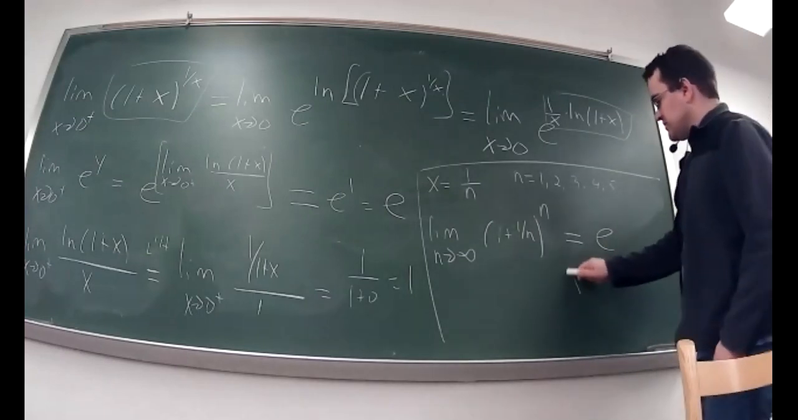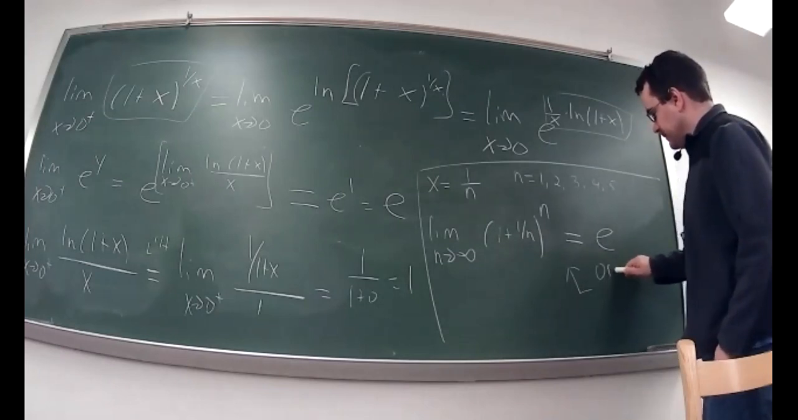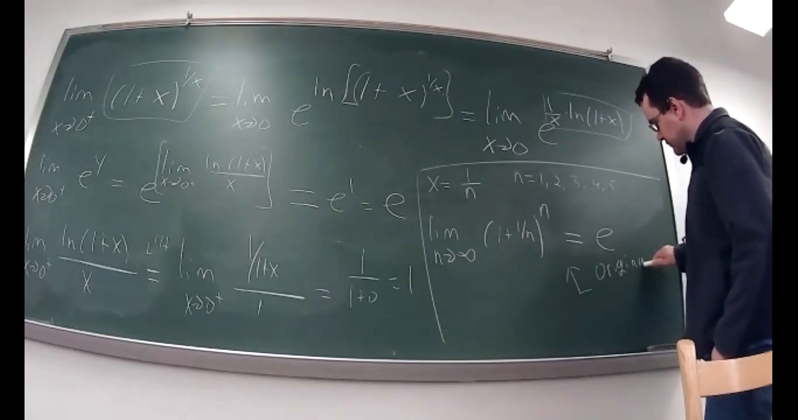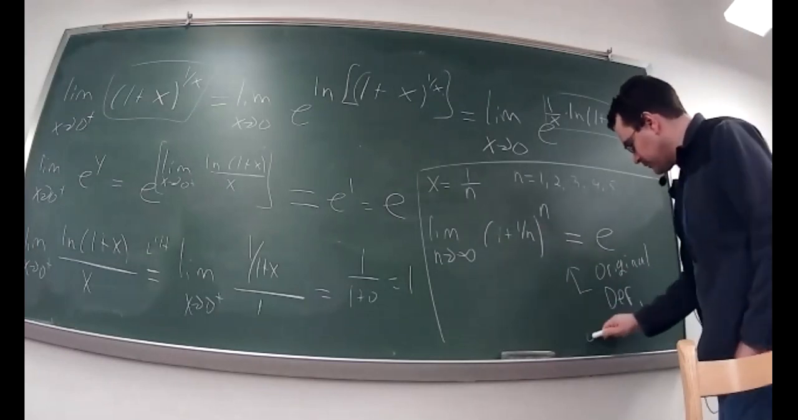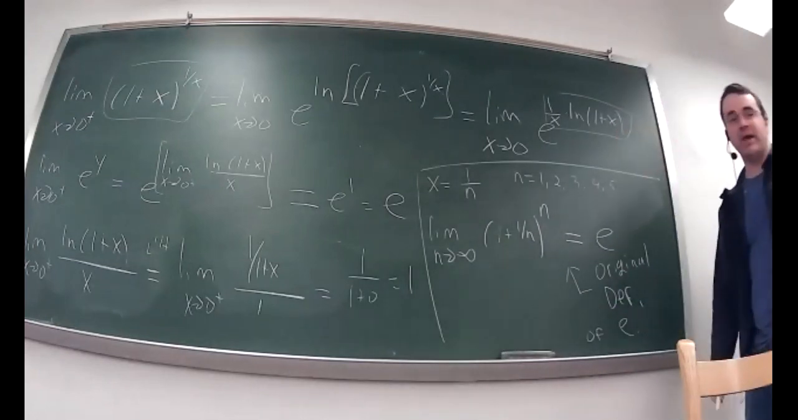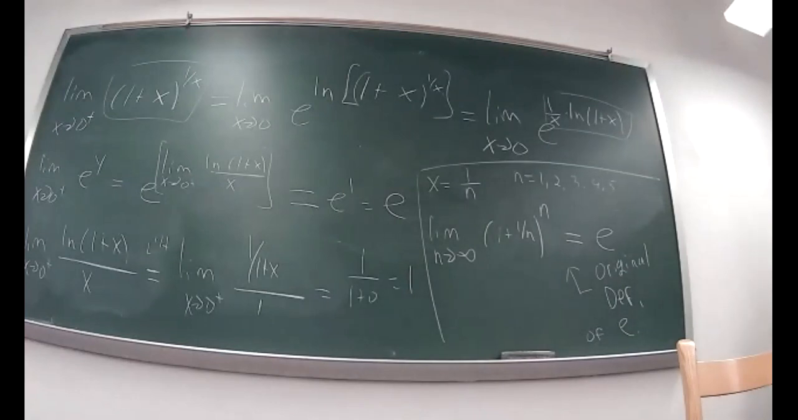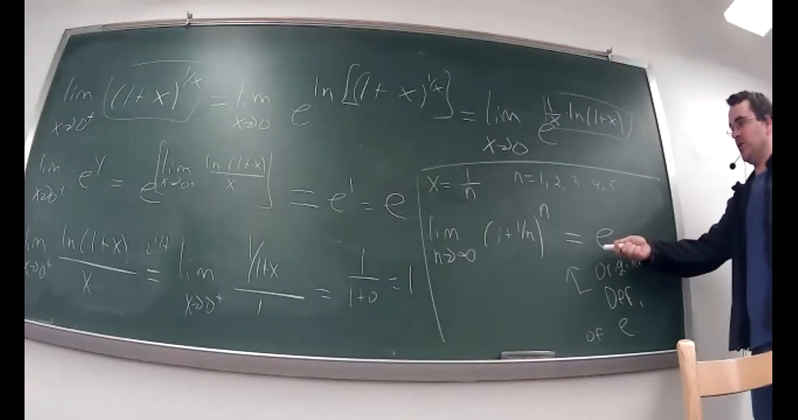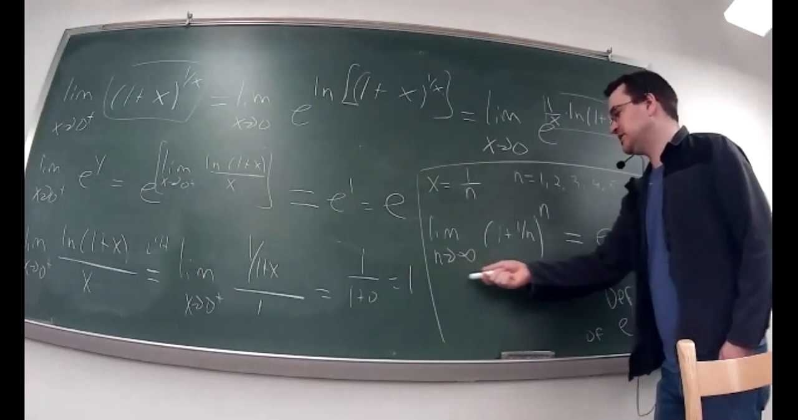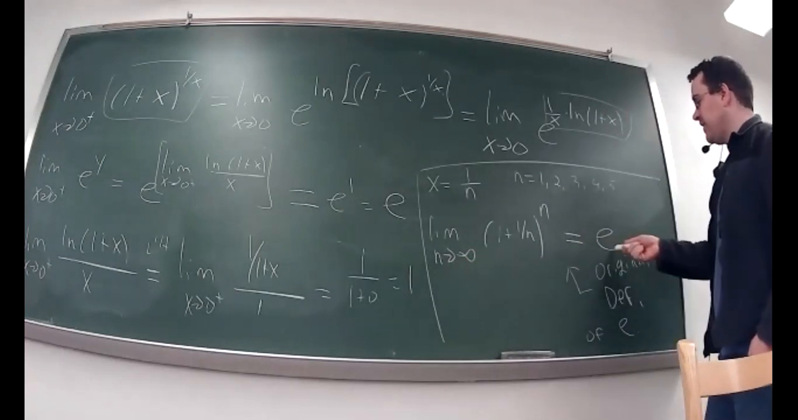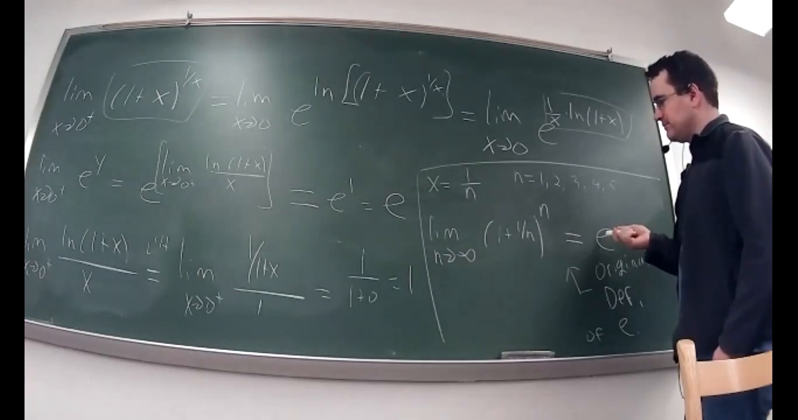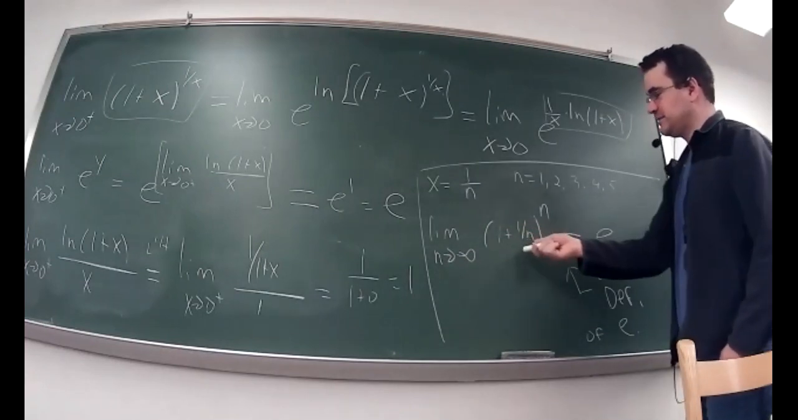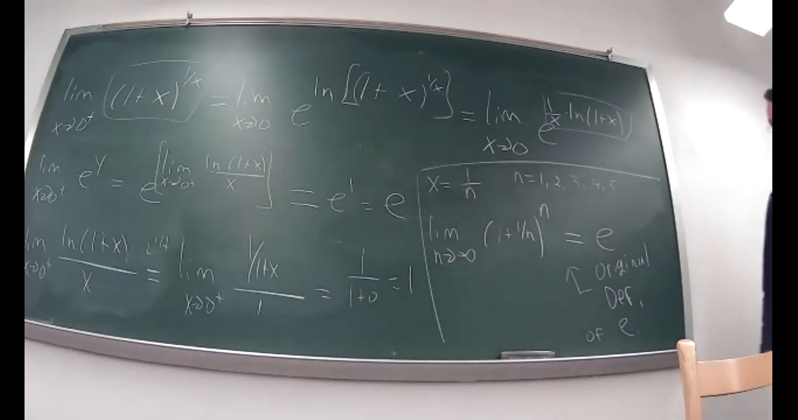And this was actually the original definition of e from back into the 1700s. That's how it was discovered. People didn't know this limit in advance, but they knew it existed, and therefore they defined e to be the number that this sequence tended towards.